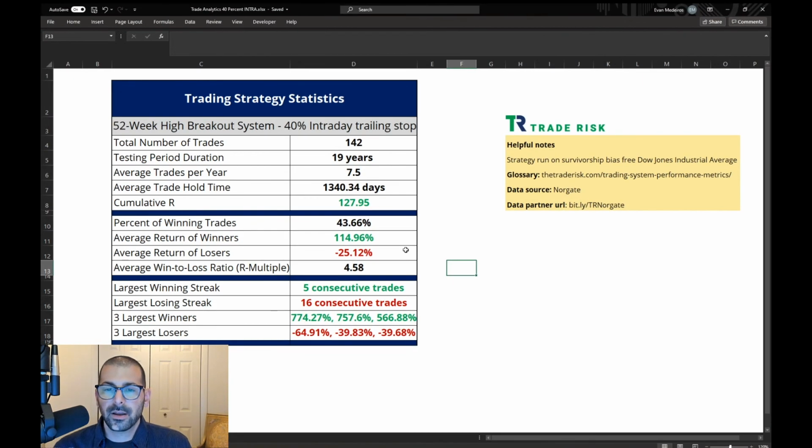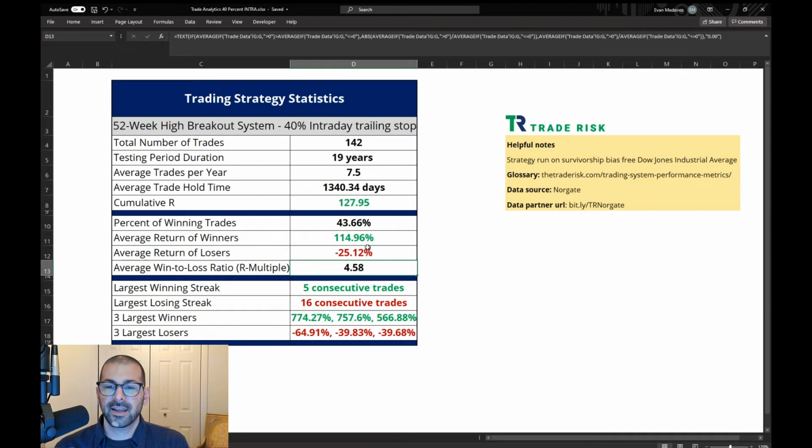Bring this in here. And so here we go, 40% intraday stop, 142 trades, a lot fewer trades. 7 trades a year on average. Cumulative R is 128, so nice and profitable. Percentage of winning trades, 43.66%. Average winners, 114%. Average losers, minus 25%. Great win to loss ratio there. Big winner here, 774% is your biggest winner. Clearly held that trade for multiple years, really.